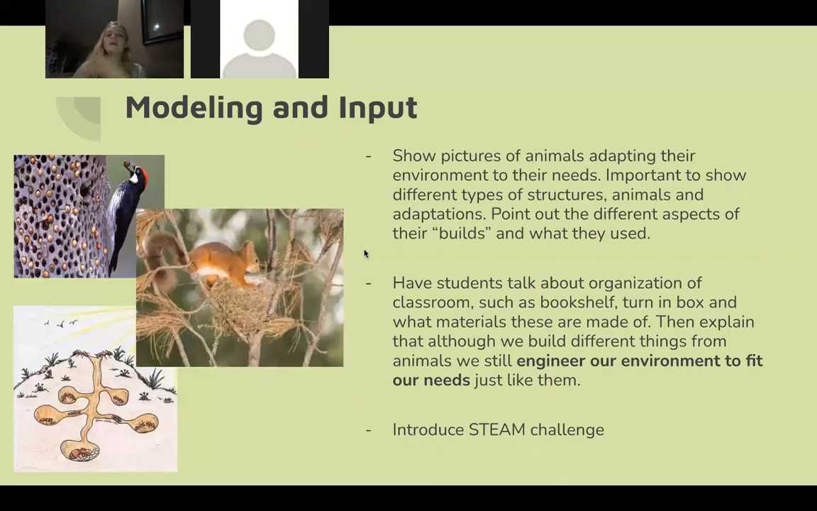Modeling and input. This is to get students more excited and really start to get their ideas and thoughts directed towards the lesson. This is a great time to show pictures of animals adapting their environment to their needs. It's important to show different types of structures, animals, and adaptations. Point out the different aspects of their builds and what they use.